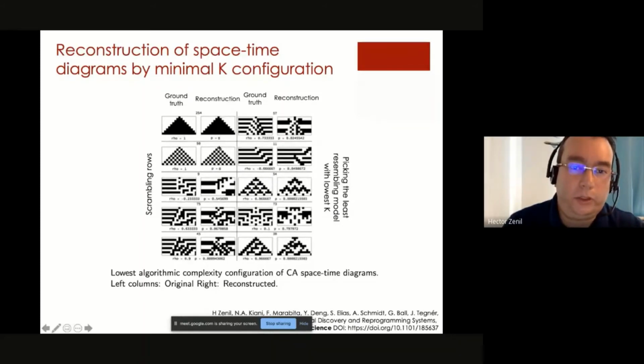And this is a reconstructed model. So obviously we are not showing the scrambled rows because it would look just random. So that one you can imagine. But after scrambling the rows, we apply the minimal K algorithmic complexity configuration, and this is a reconstruction. And you can see that for simple objects, it is very easy to reconstruct them. And for some of them, it is not that obvious, but actually it comes with a very good model. So this is actually, again, what happens in science.